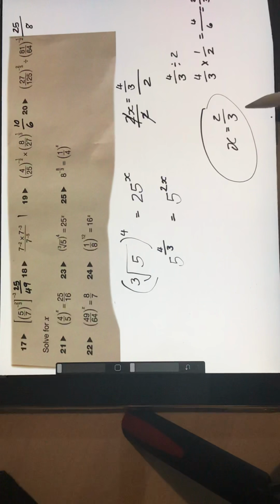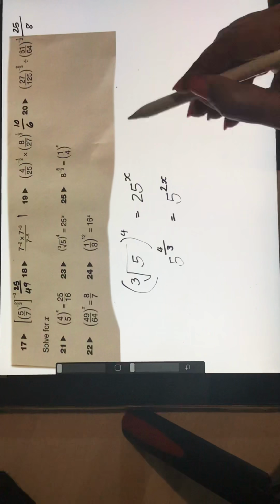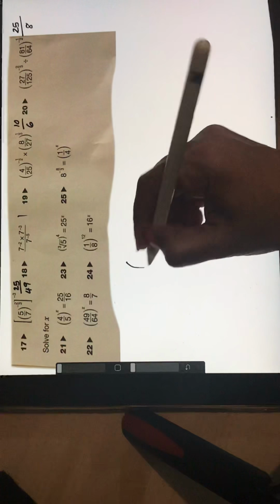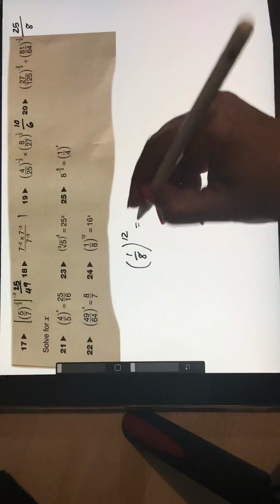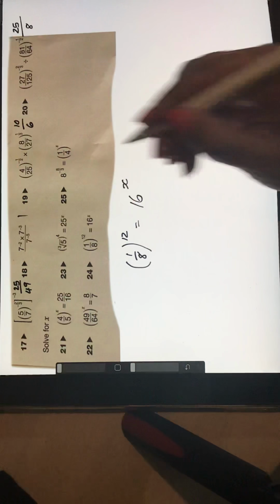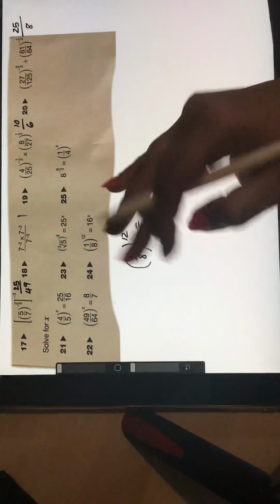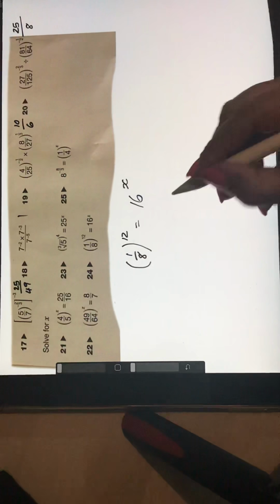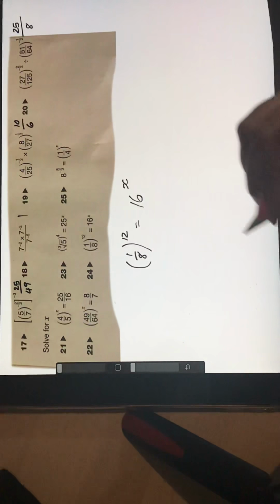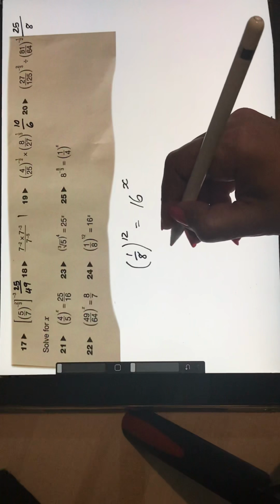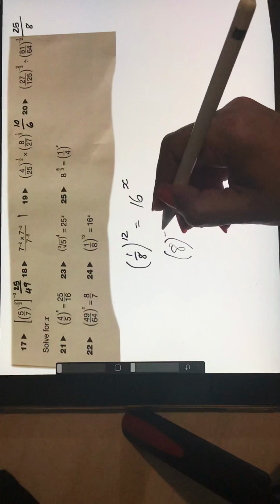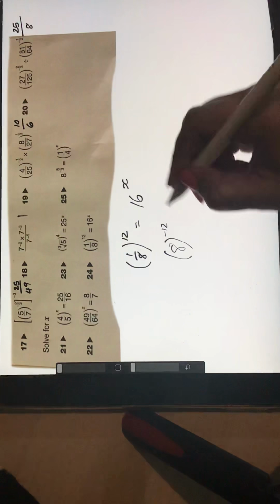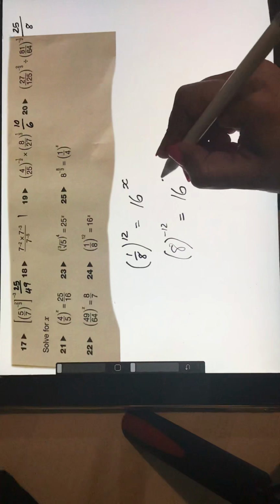Okay, number 24 is very similar in nature. We've got 1 over 8 raised to the power of 12 is equal to 16x. Okay, first of all, I would flip this fraction just so that I don't have to work with a fraction. I can work with a normal whole number. So I'm going to say 8 inside the bracket raised to the power of negative 12 will give me 16x.